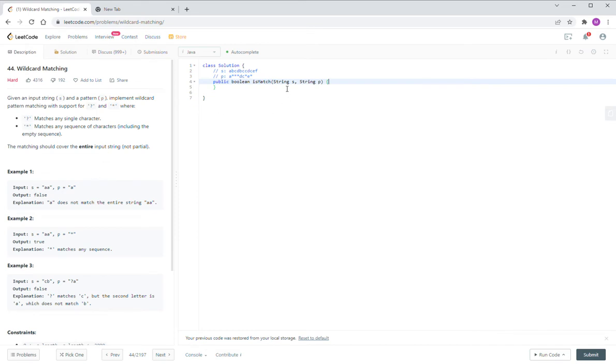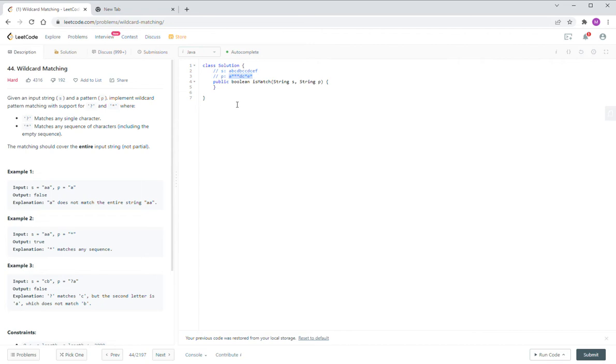Then they give the input, which is a string, and a pattern. The pattern includes the question mark and the wildcard, and you need to tell whether this pattern matches this input string or not. So let's look at this input string and this pattern.